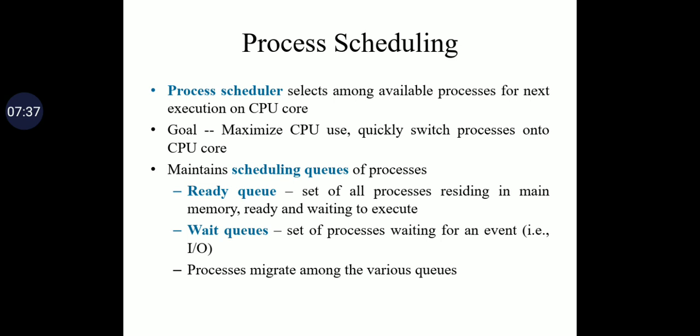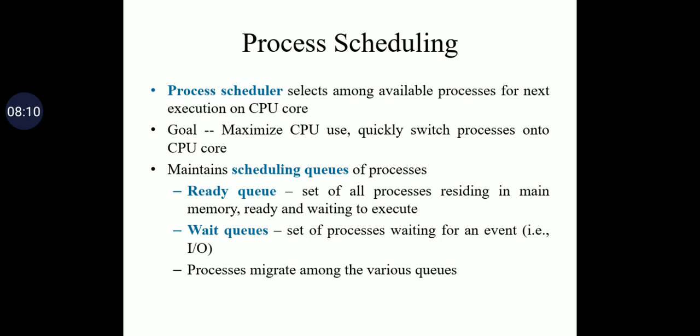The next is process scheduling. When a process moves to the ready queue, many processes will be standing in the ready queue. Which process will next utilize the CPU is based on different algorithms called process scheduling algorithms. The process scheduler selects among available processes for the next execution on the CPU. Our goal is to maximize the CPU utilization. It should always be maximum. That is the goal of the operating system.